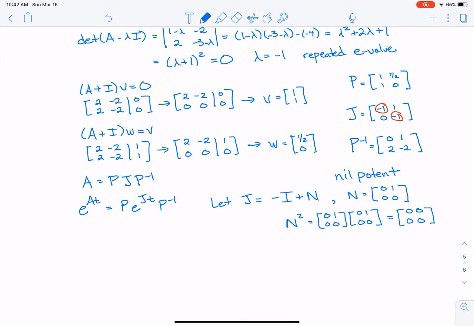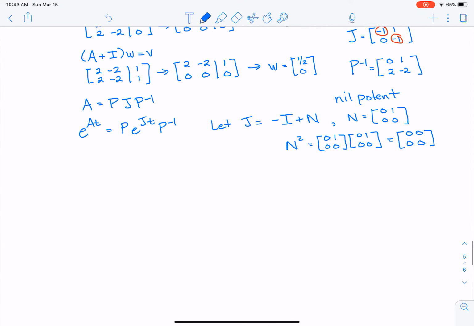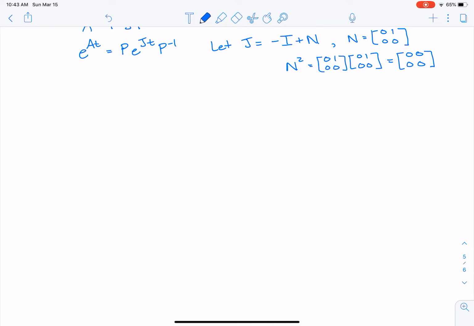A matrix where eventually, if you take higher powers of it, it becomes 0. That's going to be really helpful in calculating e to the Jt. So let's figure out, what is e to the Jt in this case? Well, e to the Jt is going to be the identity matrix plus Jt plus 1/2 J squared t squared plus 1 over 3 factorial J cubed t cubed, etc.